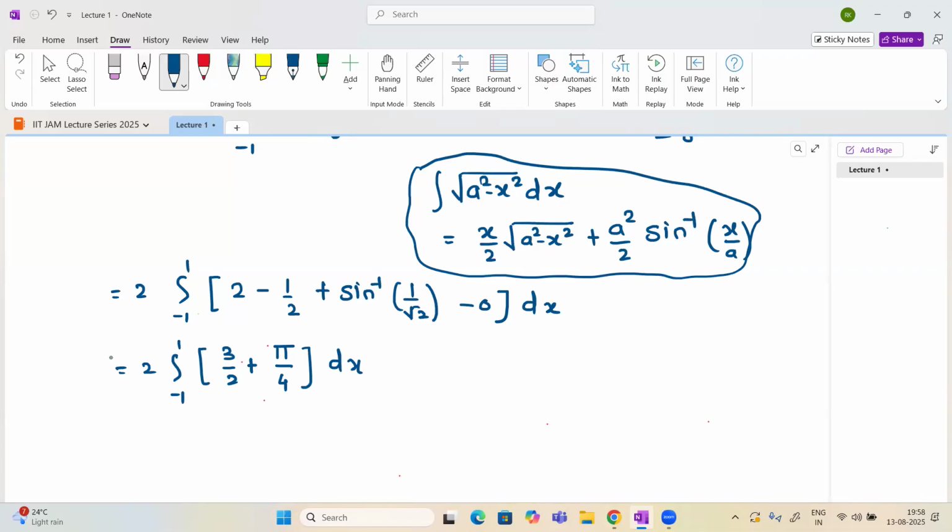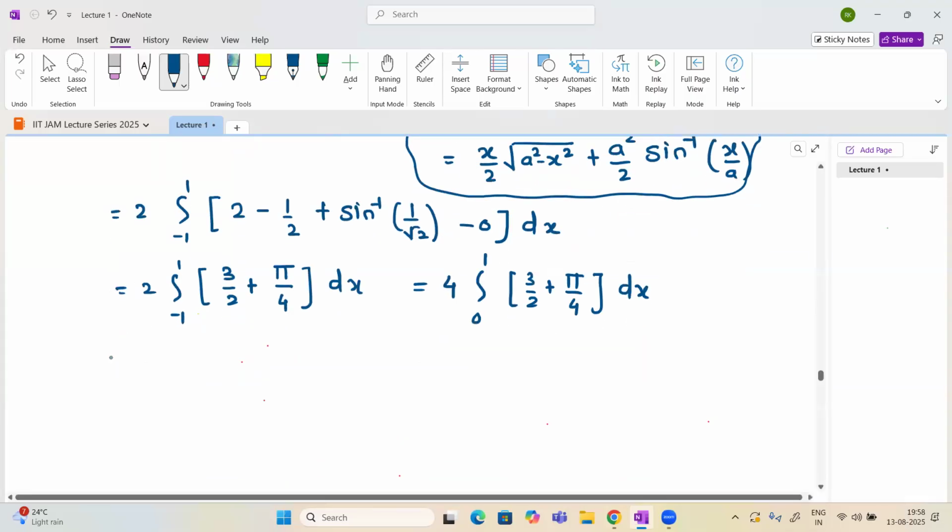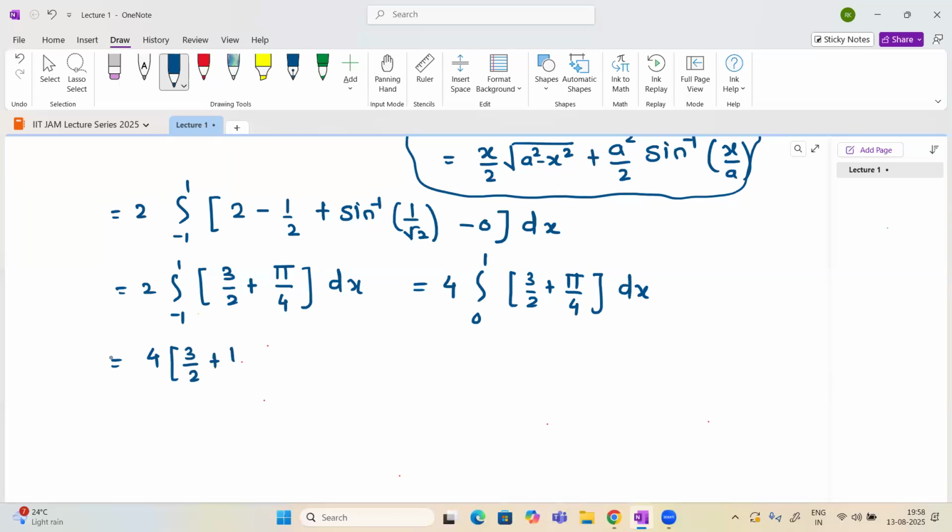dx, right? Let us integrate. X is not there, it's an even function. So I will write 4, 0 to 1, 3 by 2 plus pi by 4. Is it a constant? Yes. Take it up, 3 by 2 plus pi by 4. What is integration of dx? X, limit 0 to 1. So if I multiply by 4 here, 6 plus pi, and if I put 0 and 1, you will get 1.